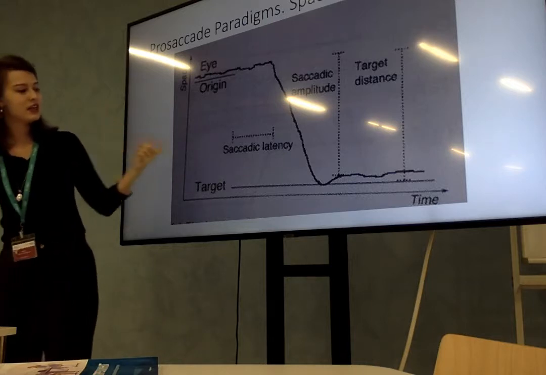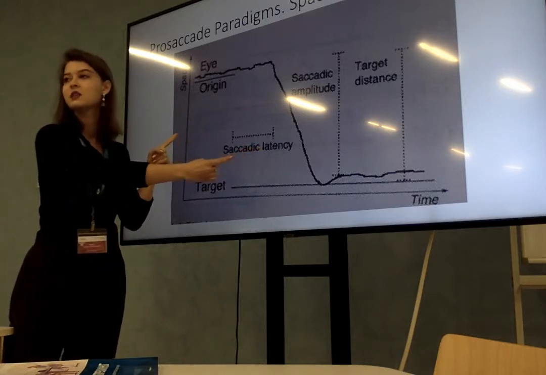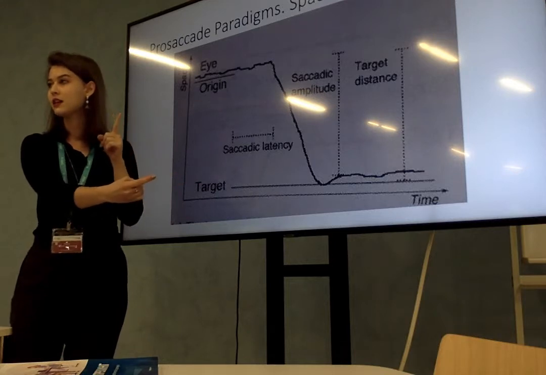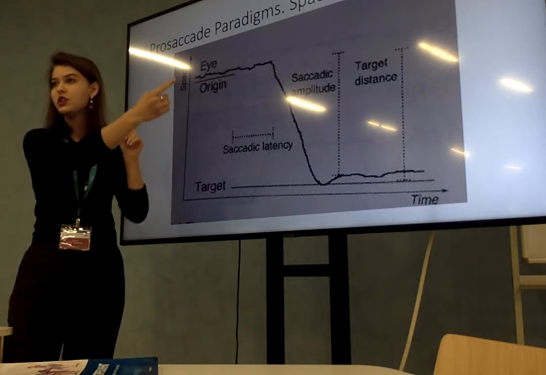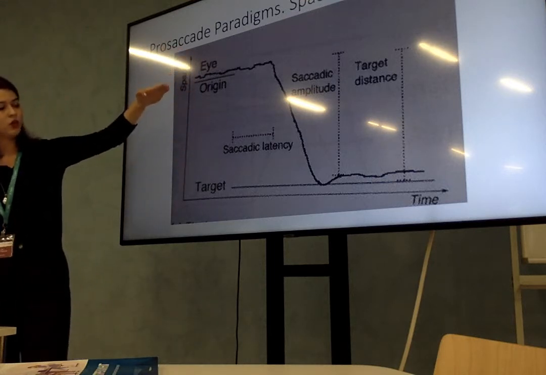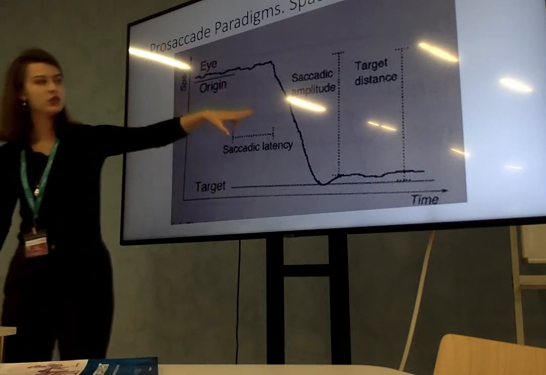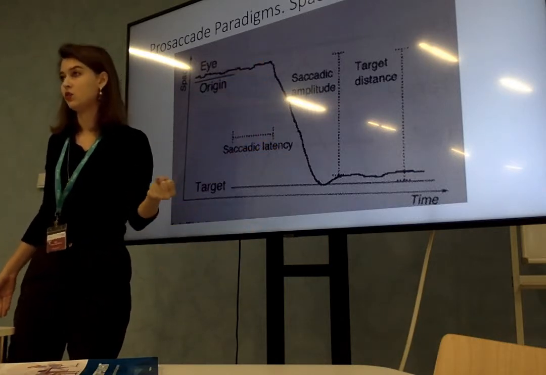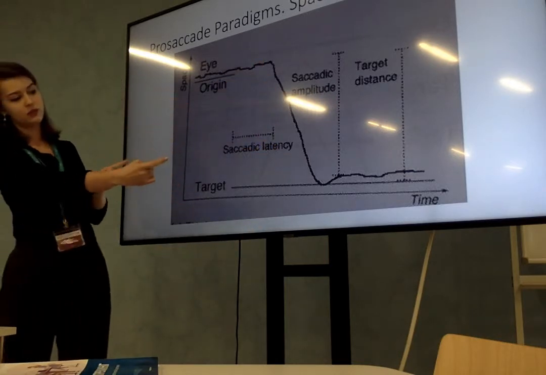Fun fact is that we have this saccadic latency. It's basically the time it takes us to move our eye from the origin to the target. And the distance between the origin and the target is called saccadic amplitude, and target distance as well. So it takes us some time to move the eye.